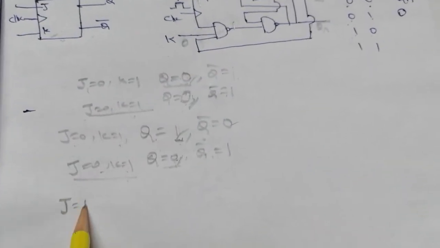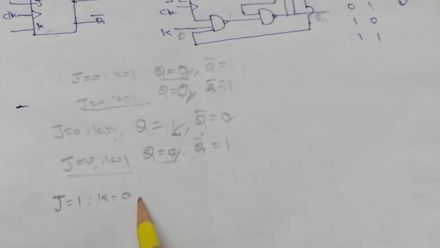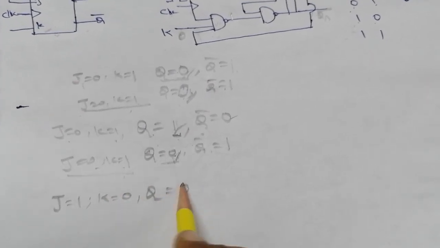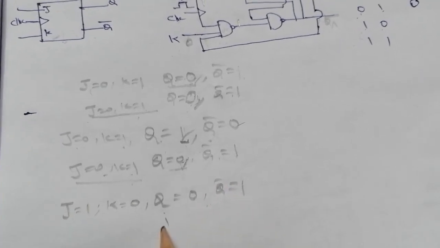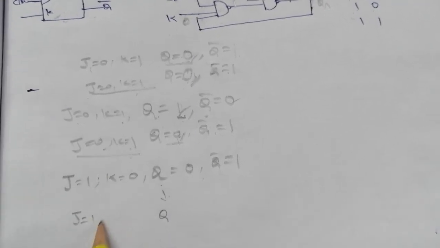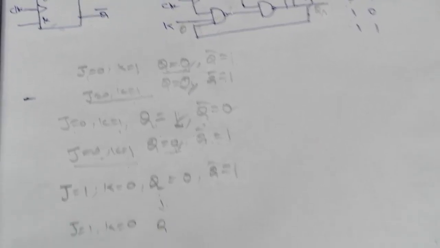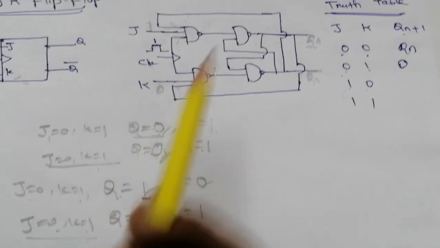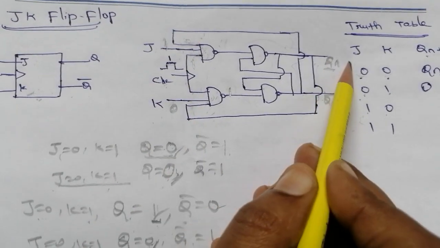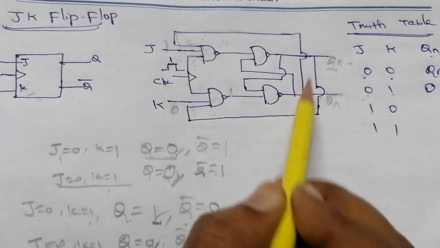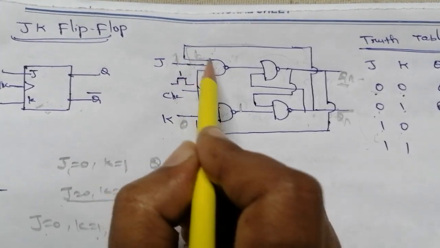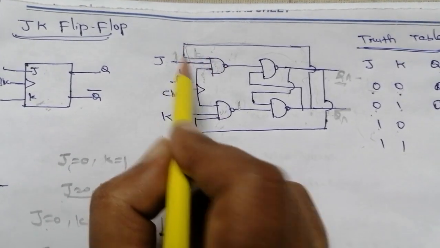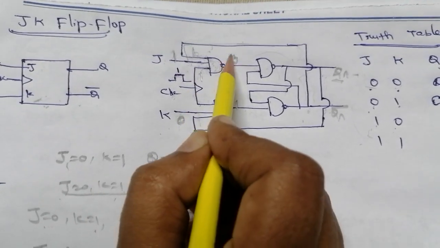So for that, again we consider two cases of the input J equal to 1, K equal to 0. For the past output, Q may be 0. If Q is 0, then Q bar is equal to 1. This is the first case. So in this case, let's find the next state for that particular input, J equal to 1, K equal to 0. The third input is Qn bar. Qn 0 means Qn bar is 1. So the three inputs of the NAND gate are now 1, 1, 1, which will produce the output 0.